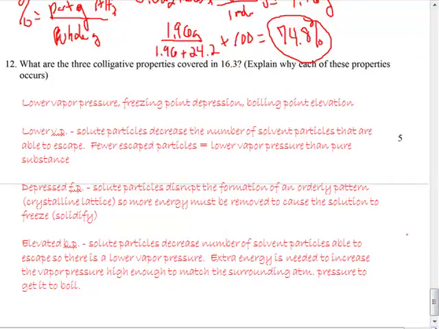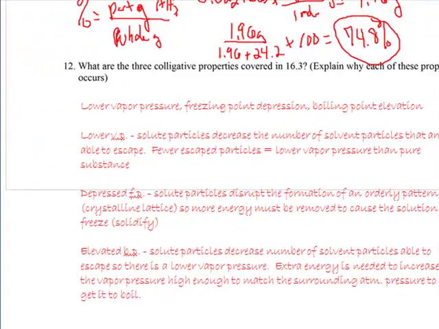And finally, the last question. It says, what are three colligative properties discussed in 16.3? Explain why each of these properties occurs. So the three properties are lower vapor pressure, a freezing point depression, and boiling point elevation. Now real quick, lower vapor pressure. Remember the solute particles decrease the number of solvent particles that are able to escape. This is kind of like holding the ice cream cones for the little kids standing on the desk. They're less likely to fall off because they're hanging onto those ice cream cones. So we've got fewer escape particles, there's less collision, so we have lower vapor pressure.